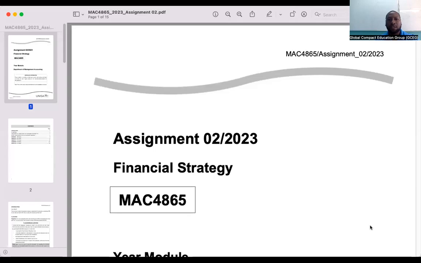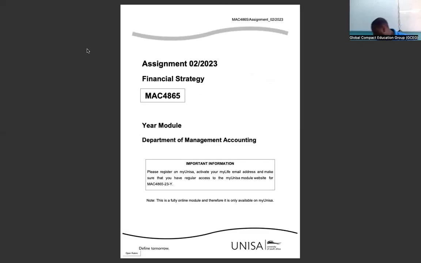In this particular session, I want to look at the assignment for MAC4865. So I'm just grabbing my calculator and everything else so that I can guide you, right? This particular assignment, I'm going to make it public so that everyone can be assisted when it comes to the assignment.